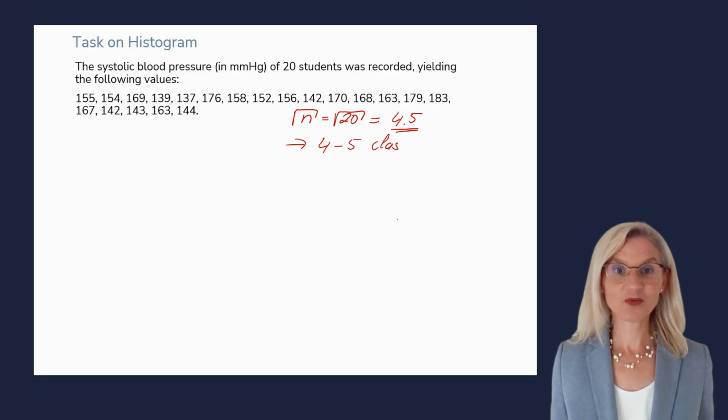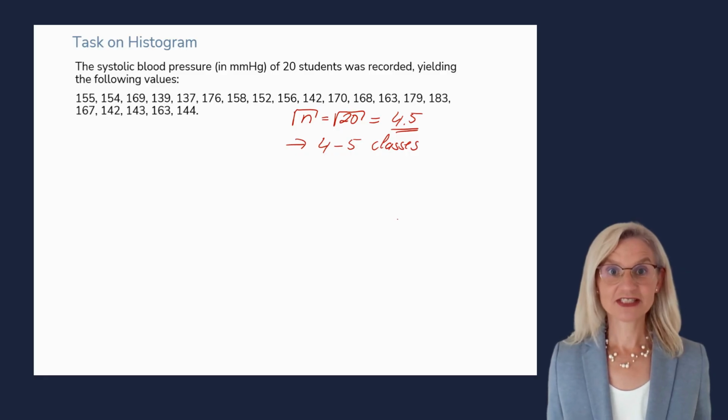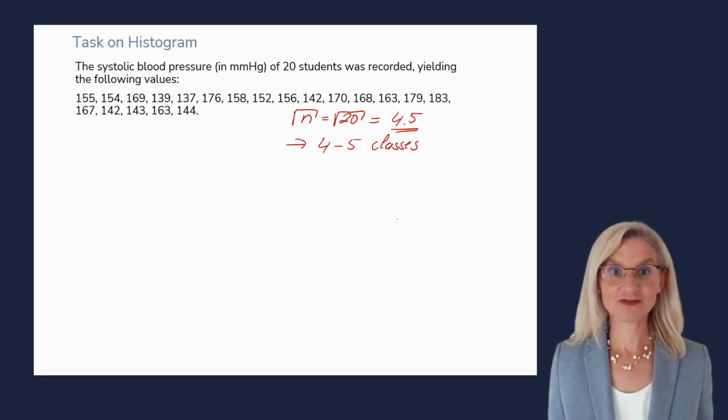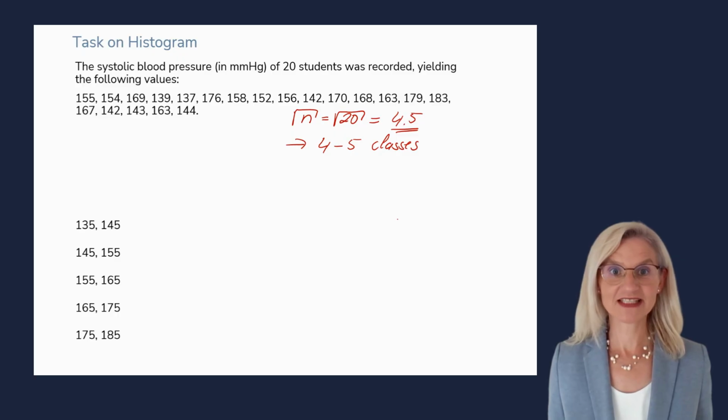For this example, we will use 5 classes with the following boundaries: from 135 to 145, from 145 to 155, and so on. We also need to decide which class the boundary values belong to. Let's assume that each boundary belongs to the next higher class, meaning we use a square bracket on the left and a round bracket on the right. This ensures that the classes are clearly defined.